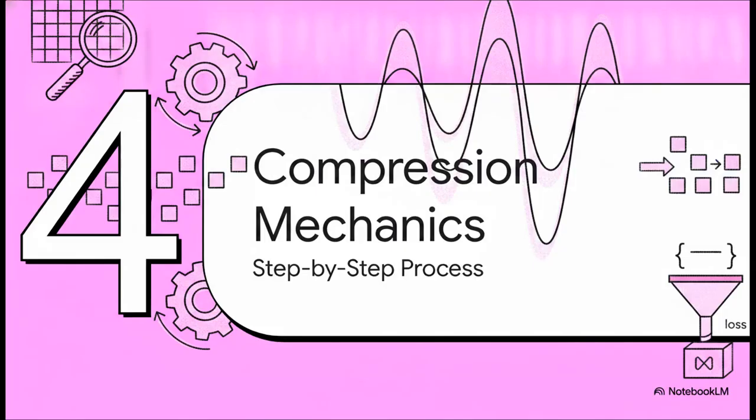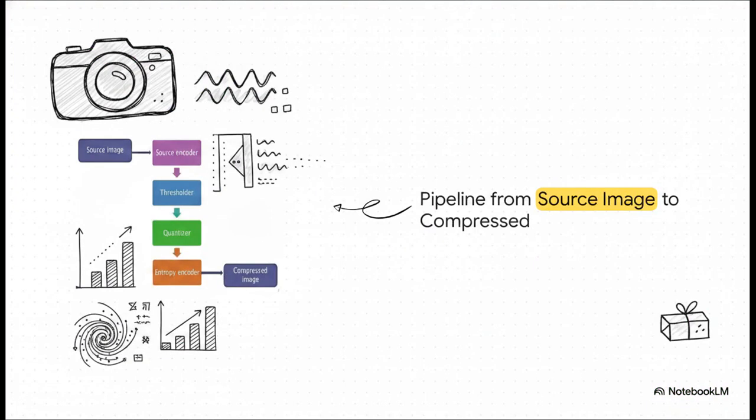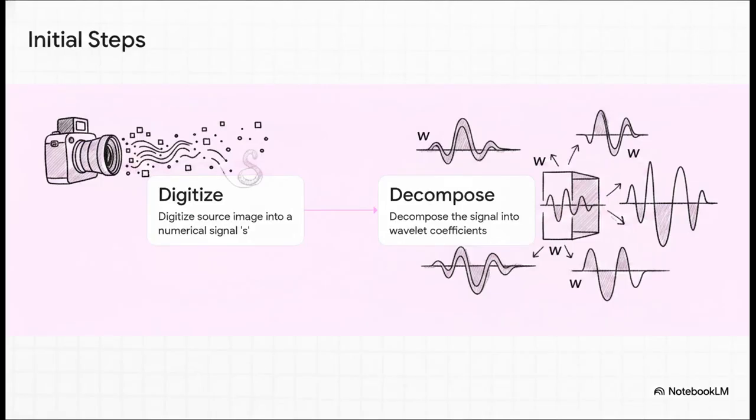Section 4. The mechanics of compression. Okay, let's roll up our sleeves and trace the exact journey a heavy source image takes. Picture this. It enters the source encoder, filters all the way down through a thresholder and a quantizer, and then finally passes through an entropy encoder. What emerges on the other side is a highly efficient, incredibly lightweight, compressed image. Let's break down what's actually happening under the hood during those steps.